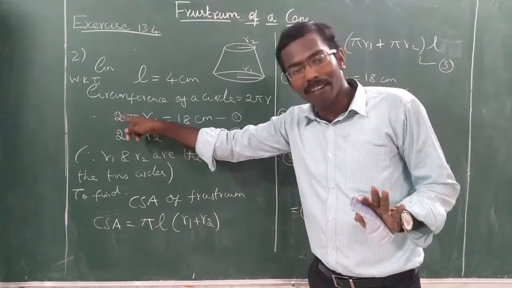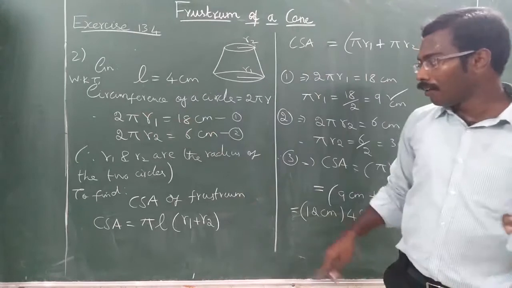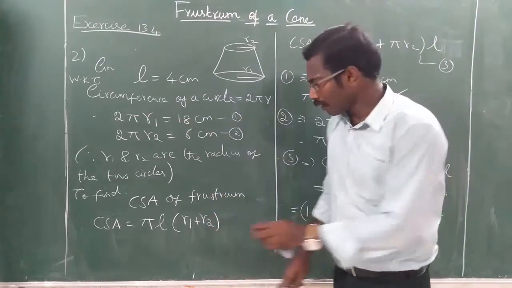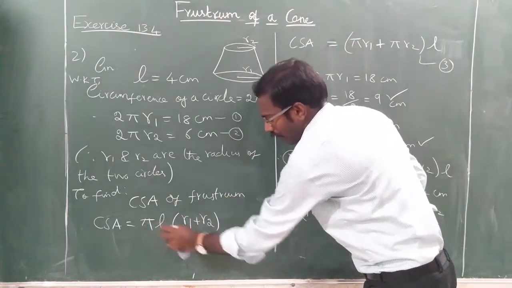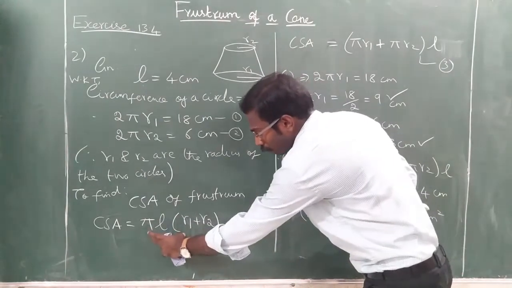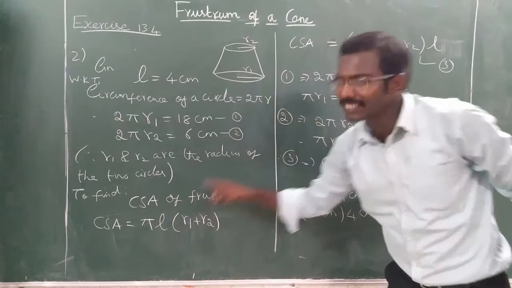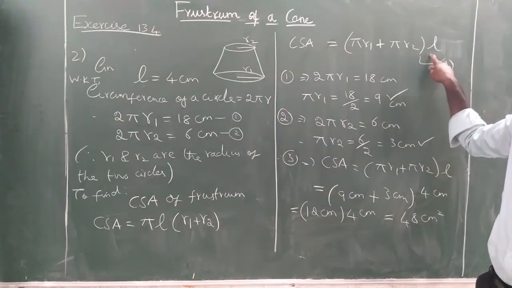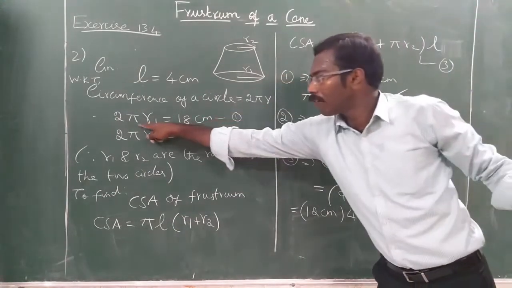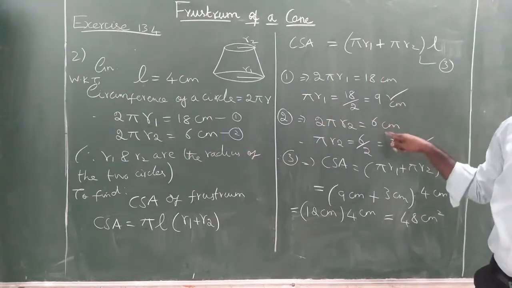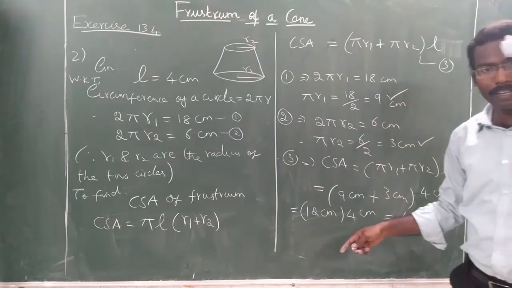Circumference is given. Circumference means 2 pi r. But in the formula, what do we want? Pi we know, and r1 is there. When you multiply both, you will get pi r1 and pi r2. The L, the slant height, is outside, so keep that outside. Then you get the values of pi r1 and pi r2, and in the last line you get the answer. Very simple, isn't it?